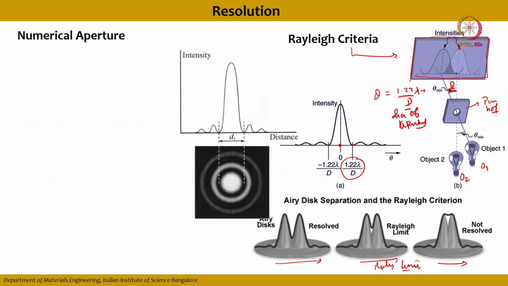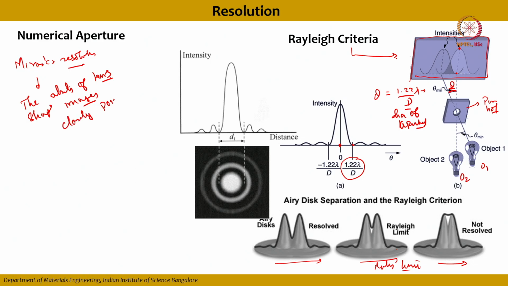So, the microscope resolution. The microscope resolution can be defined as the ability of the lens to produce sharp images of two closely spaced point objects.